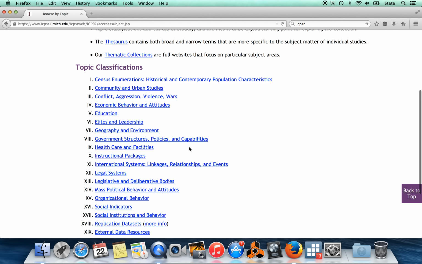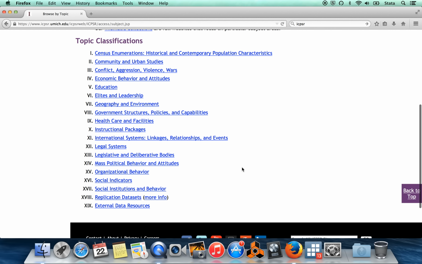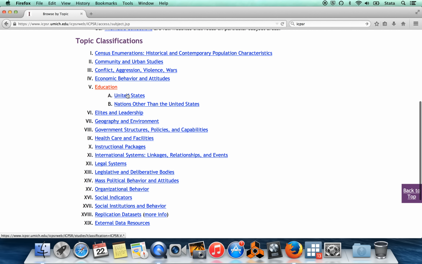So you can see here the topic classifications. There's a lot of stuff here which is not just economics. So there's conflict, aggression, violence, and wars. There's legislative and deliberative bodies. So you can see there's a lot of stuff which is relevant in political science. There's also stuff like education, community and urban studies, social indicators, lots of things across a whole range of social sciences. So I'm going to click where it says education, and then we're going to click on United States.